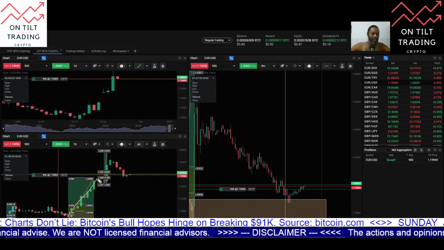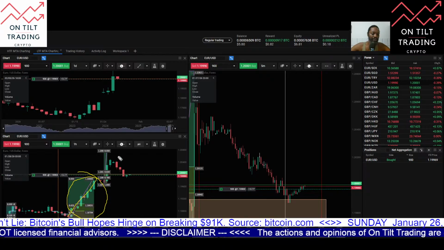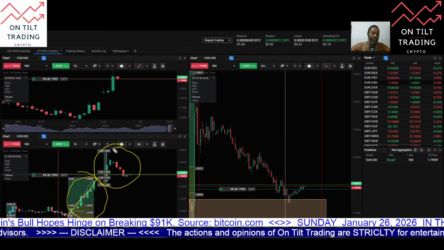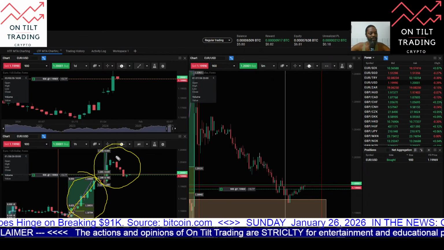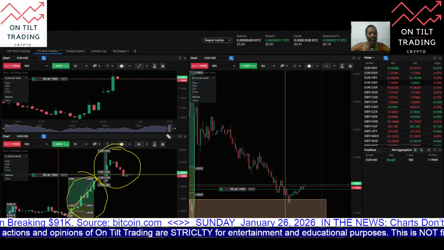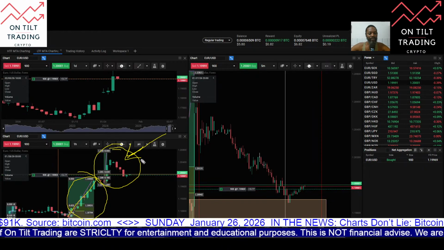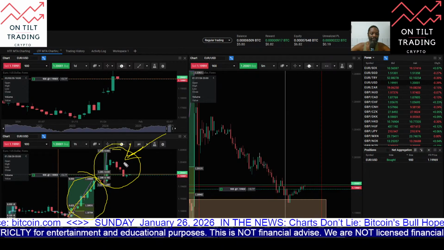So I had this range here set, this dealing range, and then this higher dealing range here set. And Euro USD is trading within this higher dealing range. So this is what I base my position off of.